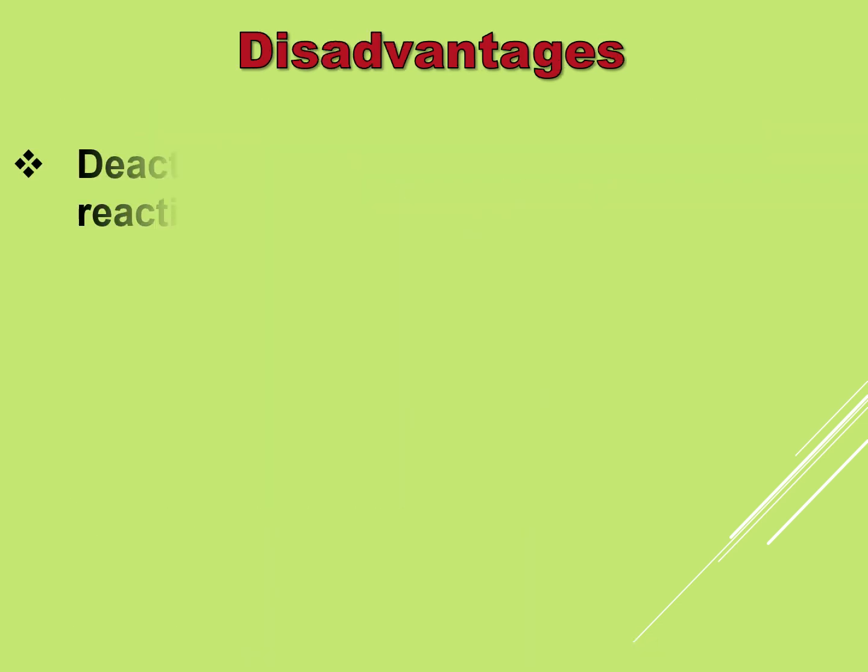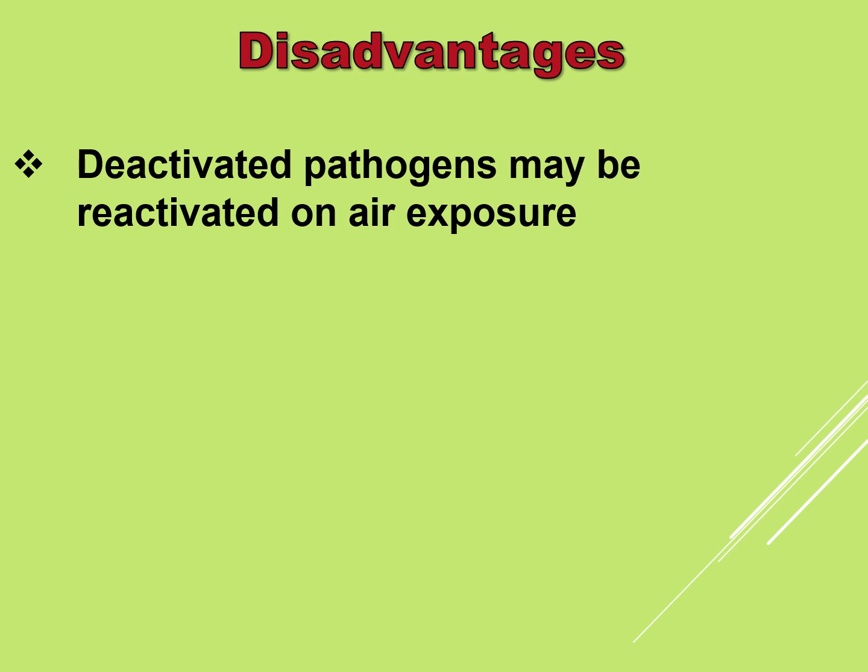Disadvantages. What are the disadvantages? Deactivated pathogens may be reactivated on air exposure. Okay, so the pathogen, that is the microorganism, is only deactivated, it is not killed. In the other cases, in case of ozone and chlorination, the microorganism is completely destroyed. Here it is not like that, it is only deactivated. And so if you expose it to air, the microorganism can become reactivated.